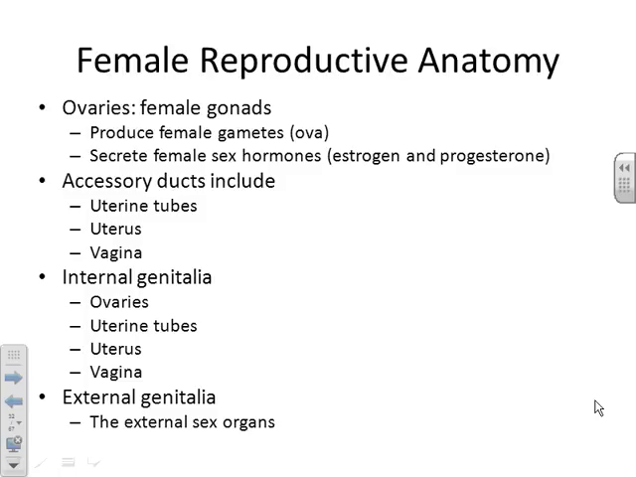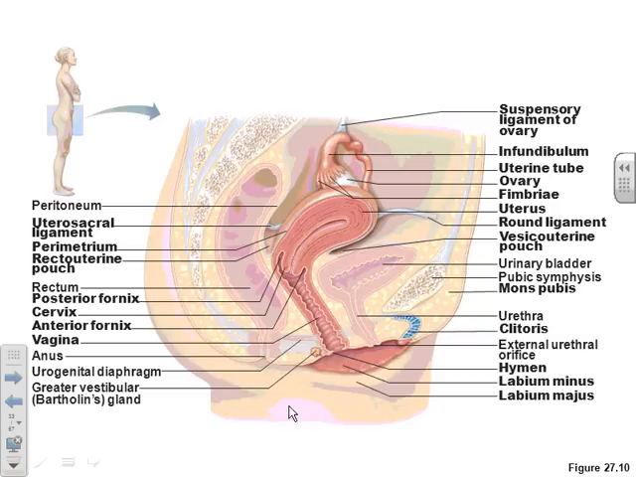As we saw with the males, we're going to see several ducts and areas where, once the egg is produced inside of the ovary, it must travel through these different ducts to get to the correct area. And then we're also going to look at the external genitalia of the female, which is a little more complex in the sense that it has slightly more parts than the male reproductive system.